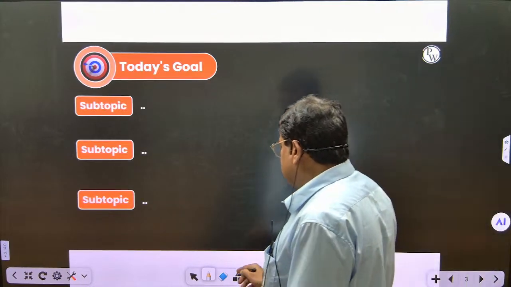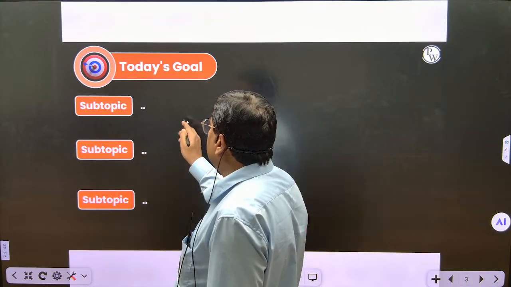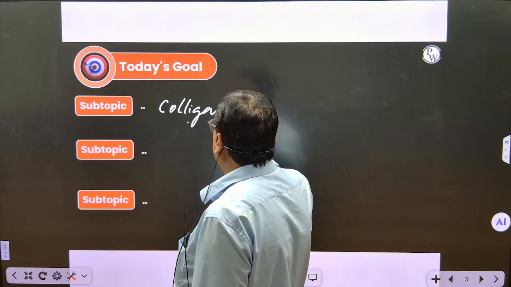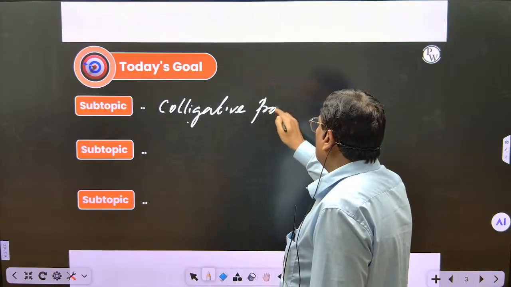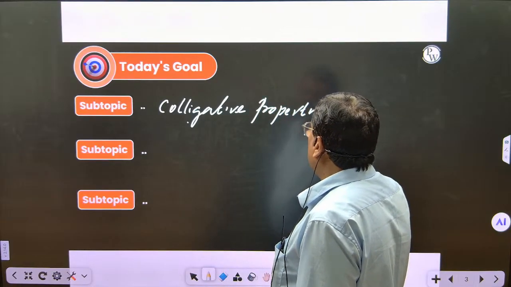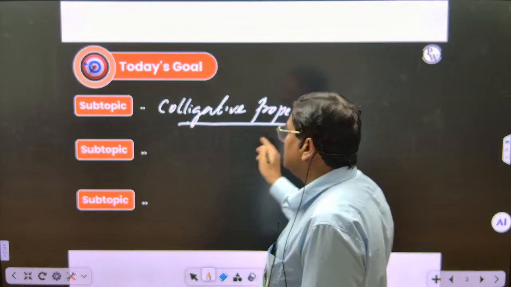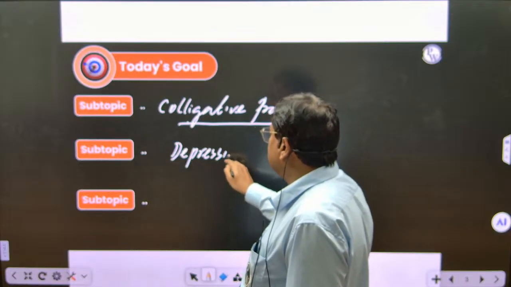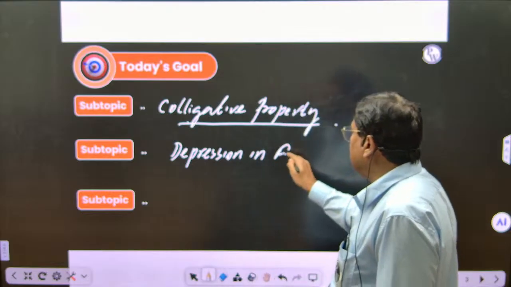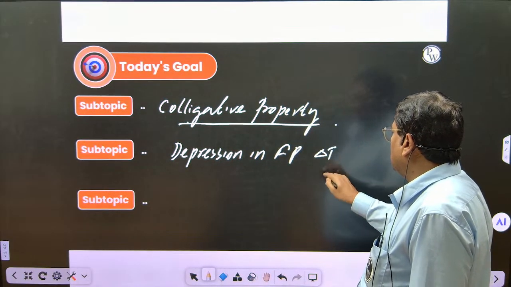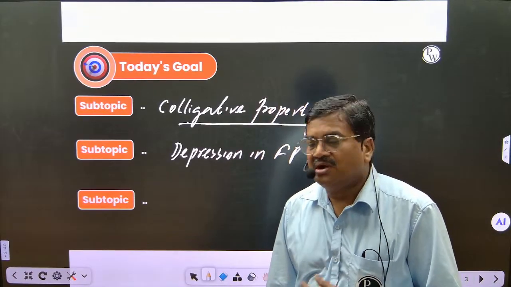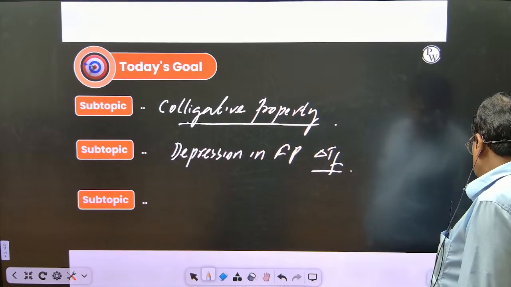So today our discussion will be on the same subtopic, that is colligative properties. In this colligative property, today we discuss depression in freezing point. That's what we discussed yesterday. The depression in freezing point is shown with the symbol ΔTf, correct? So on this subtopic we have to discuss depression in freezing point. For that I have to teach you the graph.